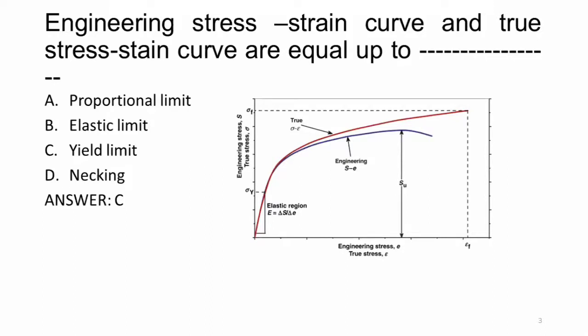Now if you see this diagram, there are two curves. One is in blue line, another is in red line. Blue line indicates the engineering stress strain curve. Red line indicates the true stress strain curve. What is the difference between the two? If you see, there is the yield limit here in this region. After this, there is ultimate load and fracture load. So what exactly is the difference between these two, and why is there the difference?